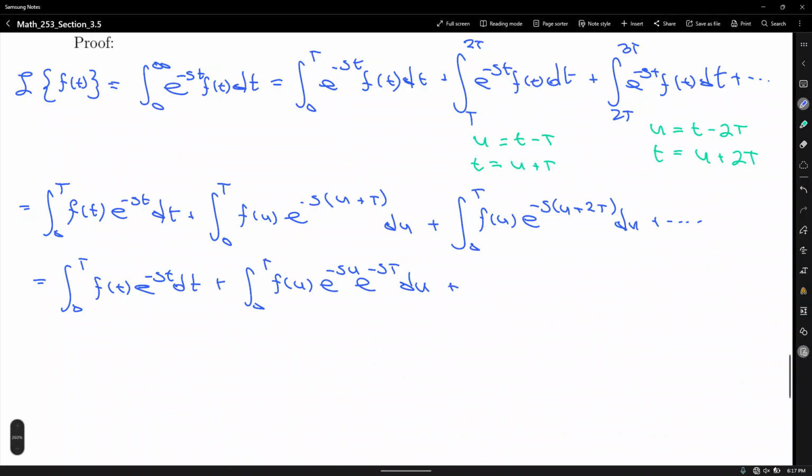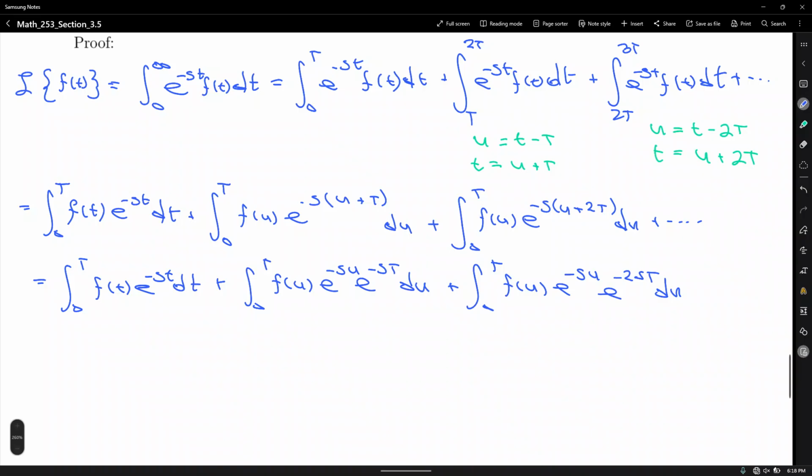Plus the integral from 0 to T of f of u e to the negative su e to the negative 2sT du. Then a third integral with the last exponential factor e to the negative 3sT and e to the negative 4sT, etc., etc. You guys follow the pattern? So I'm just going to write two of them.